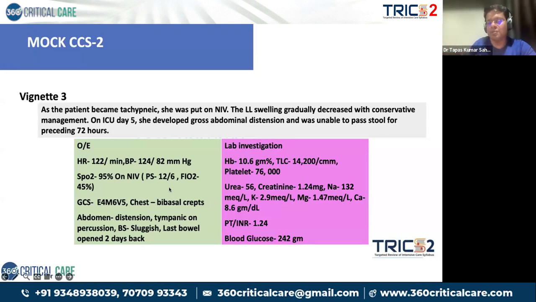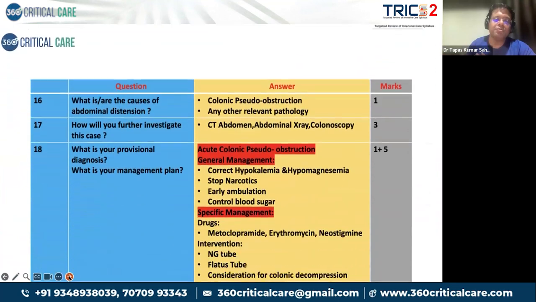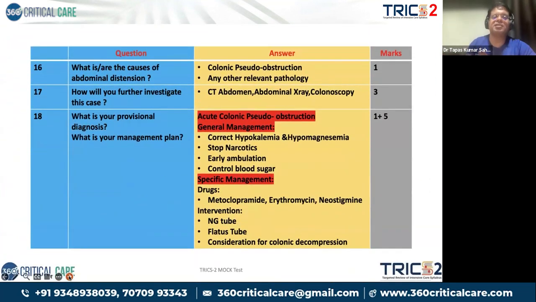When you did the lab investigation, you can see here hemoglobin 10, TLC 14,200, platelets dropping a little bit further to 76,000, urea and creatinine seem to be okay, potassium 2.9, magnesium 1.47. Again, they have given you enough information to expect the right answer from you in the next clinical question that would be coming. Now, the question would be: what are the causes of abdominal distension in this patient?